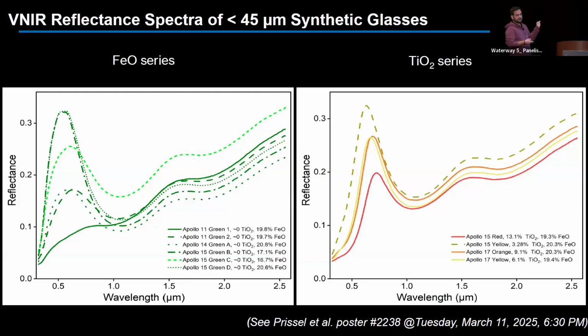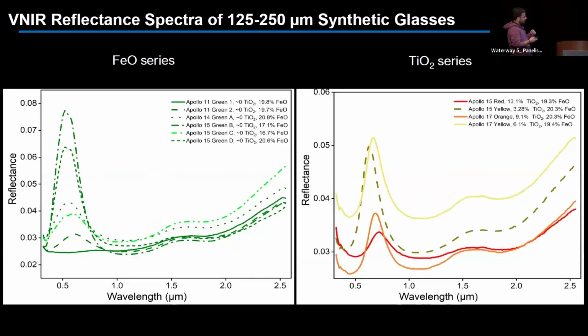So there was a poster on Tuesday on how these glasses were synthesized, by Priseler et al. at JSC. And if you didn't go to the poster, you can look at the abstract also. Similarly, you can see here, these are the 125 to 550 micron synthetic glasses, and there's a difference in the reflectance. Previously, it was around 0.3, and here it's like 0.7, probably because of the particle size.